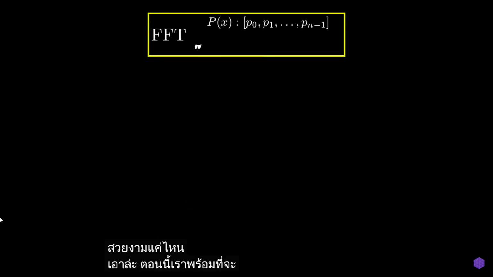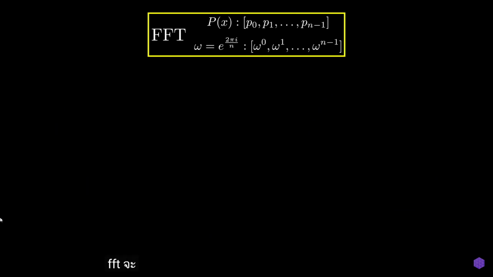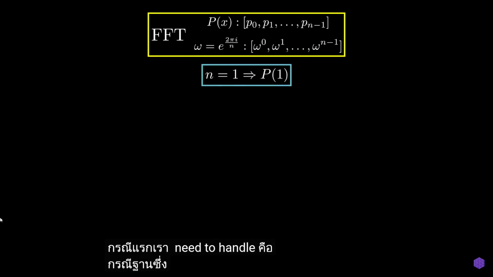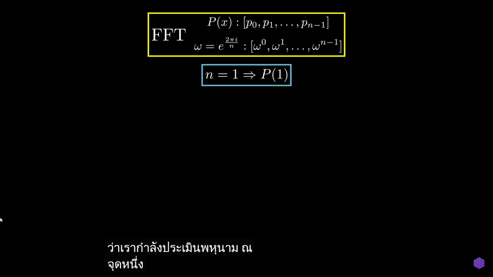Alright, we are now ready to outline the core fast Fourier transform algorithm. The FFT will take in a coefficient representation of a degree n minus 1 polynomial where n is a power of 2. We will define omega as e to the power of 2 pi i over n to allow us to define roots of unity easily. The first case we need to handle is the base case, which is going to be when n is equal to 1. All this means is that we are evaluating the polynomial at 1 point.